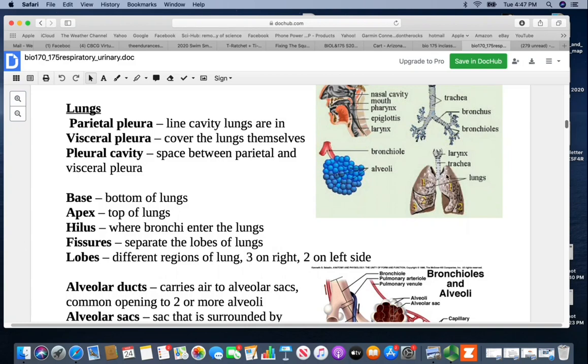The fissures are going to separate the lobes of the lungs. The lobes are just the different regions. You have 3 on the right, 2 on the left. The reason for having 2 on the left is to accommodate the space where the heart sits.